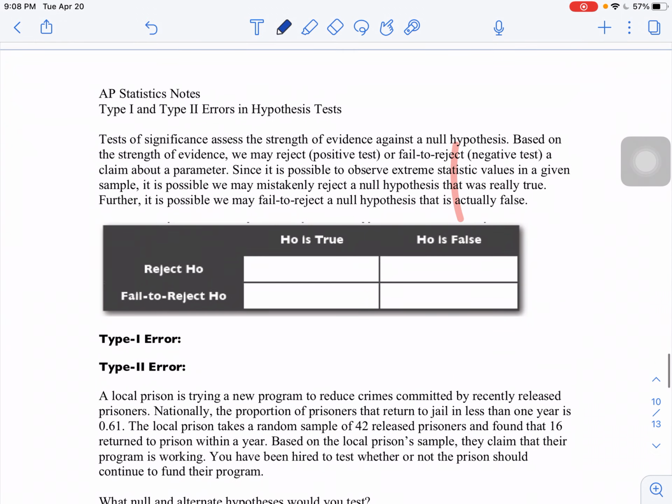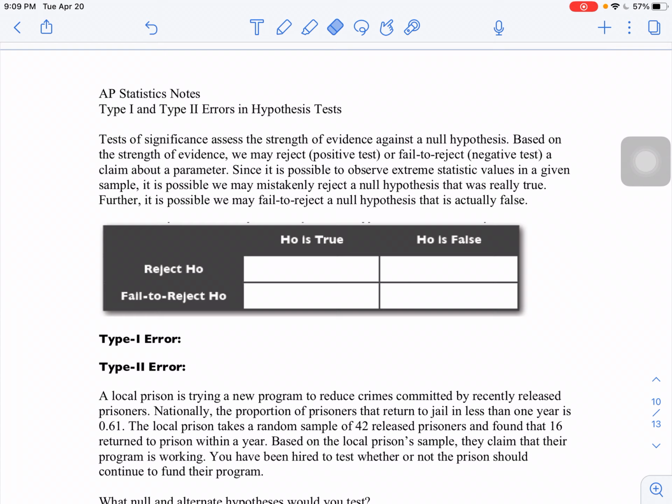So this is what the document looks like. I'll read through it. The context should be familiar. We've done this context a couple times already. All right, but let me read through this first part. So tests of significance assess the strength of evidence against the null hypothesis. Based on the strength of the evidence, we reject, which is a positive test, or fail to reject, which is a negative test.